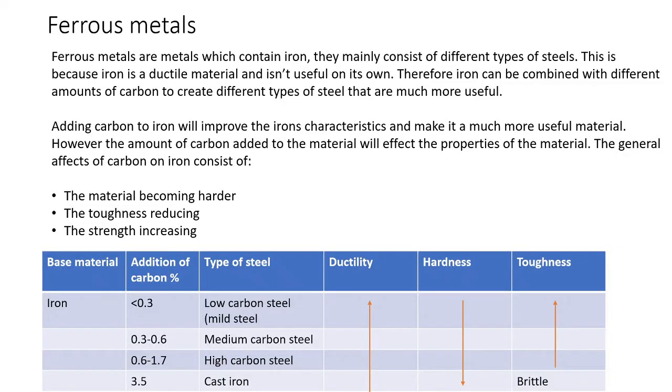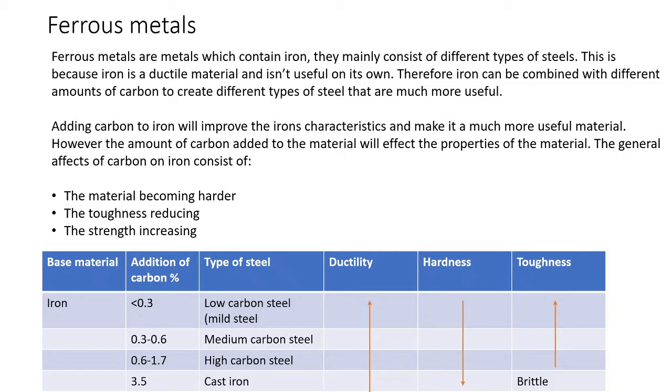So ferrous metals. As we said, these are the ones that are essentially iron and then something else. On its own, iron is relatively useless because it's so soft. It's very malleable, so you need to do something to it to make it more useful. What you do is add some carbon to it. Now the amount of carbon you add varies and you get different results from it.